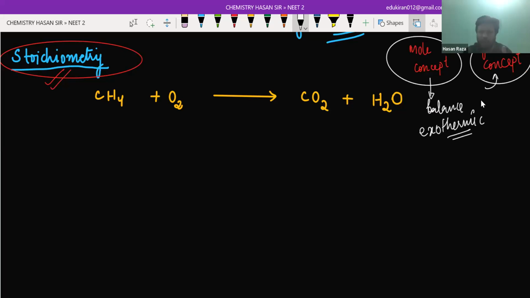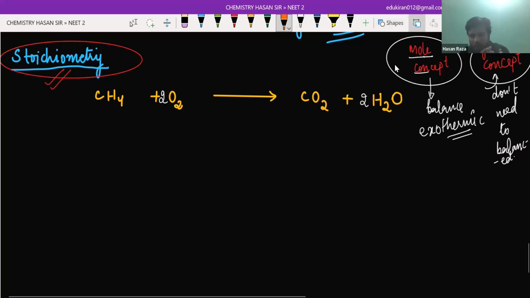We only deal with the n factor, which you have studied in solutions as well, in normality. But whenever you are dealing with the mole concept and solving any physical chemistry question with the mole concept method, you have to balance the equation. So first of all, to balance it, I'm going to put 2 here, and you can see 4 oxygen is there now. So I'm going to put 2 here as well, and now it is balanced.